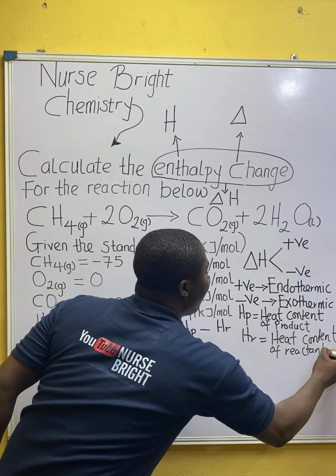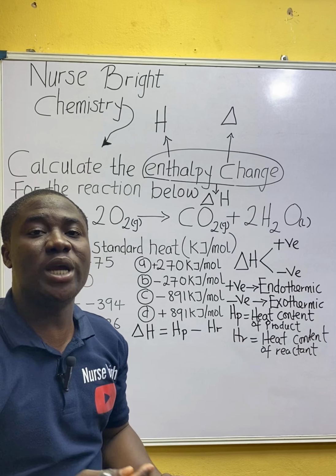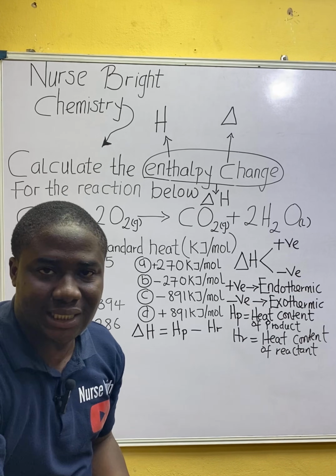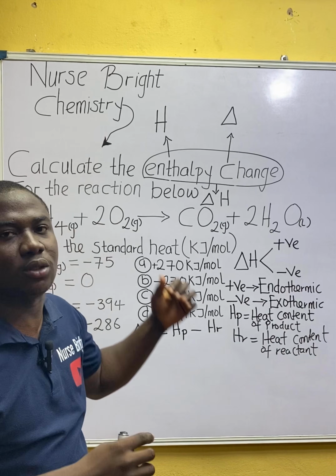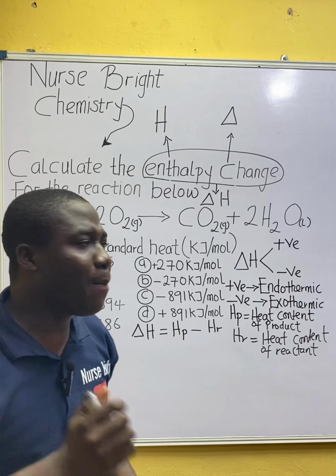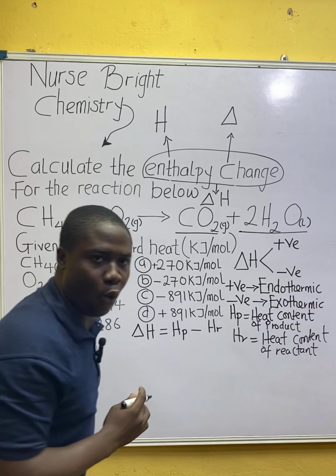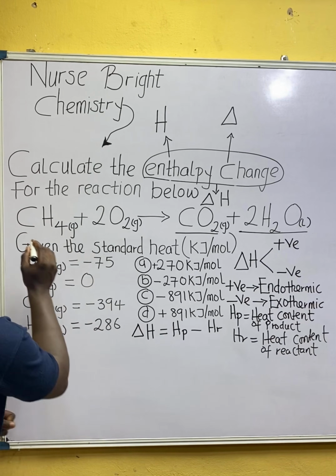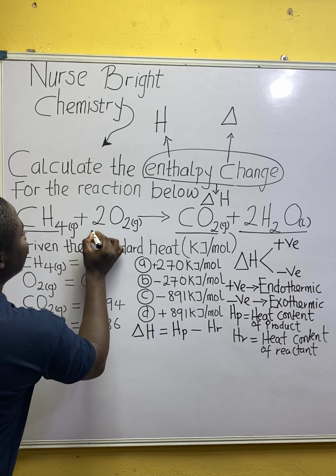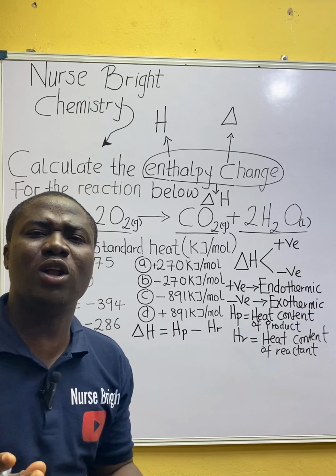Arrow. Now, what do we do next? It is very easy. We just locate our product side and the reactant side in this question. And what forms our product and reactant? Listen very well. In our product side, we have CO2 and H2O, whereas in our reactant side, we have CH4 and oxygen, O2. All right. So what do we do next?